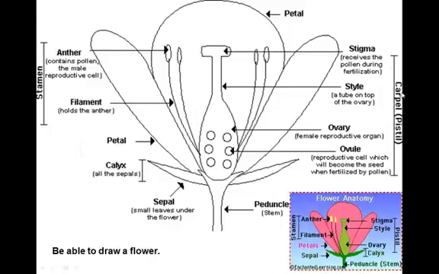It's also called the carpel. I use the term pistil preferentially in Bio 101. And so those are the basic parts of a flower. You should be able to draw and label and explain the life cycle of a flower.